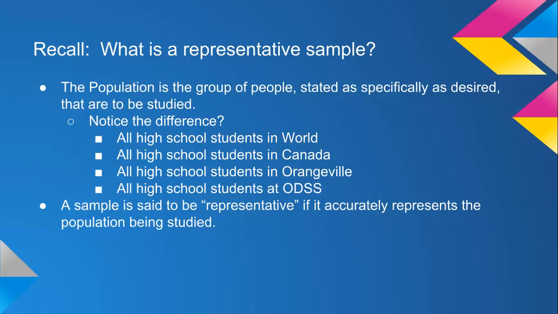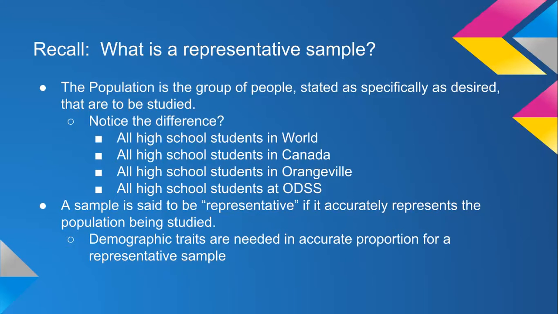A sample is said to be representative if it accurately represents the population being studied. That kind of goes without saying: representative means accurately represent the population. Demographic traits are what we're talking about here, things like age, sex, gender, ethnicity, income status, race, religion, all of those kinds of things come into play. Not all of them are appropriate or ethical to ask all the time.